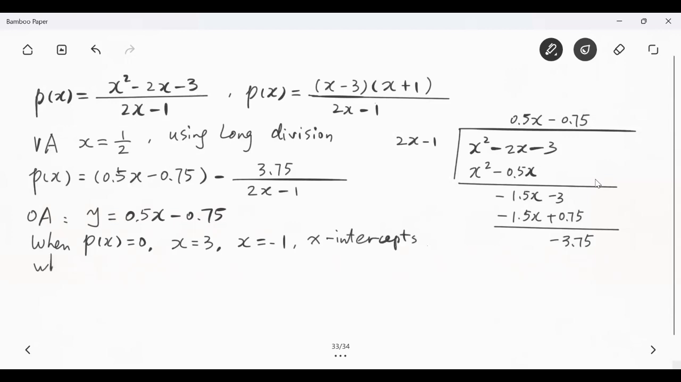Right? Next, when x equals 0, put it in P(x). So we get the denominator 0 minus 1, which is negative 1. That means y equals 3. That is the y-intercept, right? Okay. And we notice the VA and OA, no HA. Okay. Then we graph.